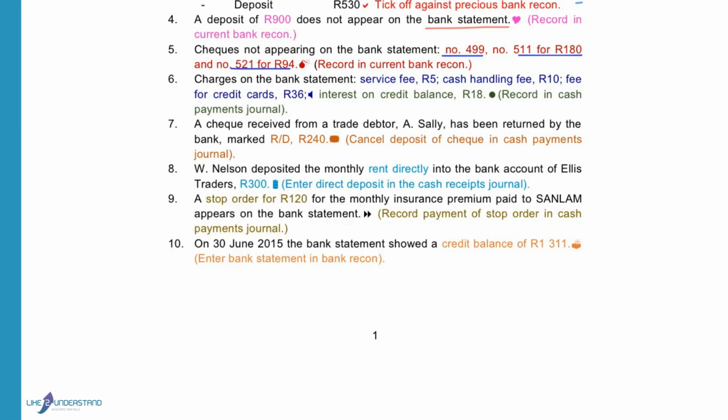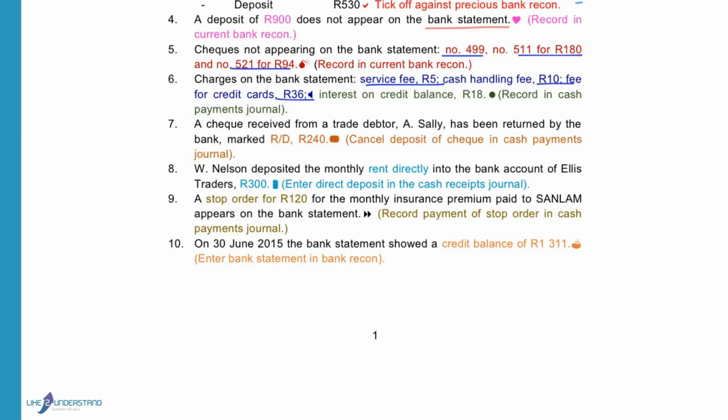Charges on the bank statement, there's a service fee of 5 Rand, cash handling fee of 10 Rand, credit card fees of 36. So we have to add them together to see what is the total bank charges. So 36 plus 10 is 46 plus 5 is 51. So my bank charges are 51.